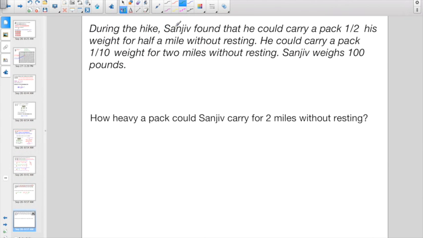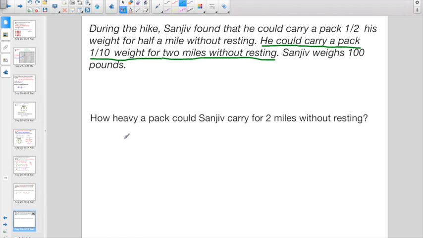Same question. During the hike, Sanjeev found that he could carry a pack half his weight for half a mile without resting. He could carry a pack 1/10 his weight for 2 miles without resting. And Sanjeev still is weighing in at 100 pounds. He hasn't gained any weight yet. So how heavy a pack could Sanjeev carry for 2 miles without resting? 2 miles without resting is right here in this sentence. So what does it say about it? He could carry a pack 1/10 his weight for 2 miles without resting.